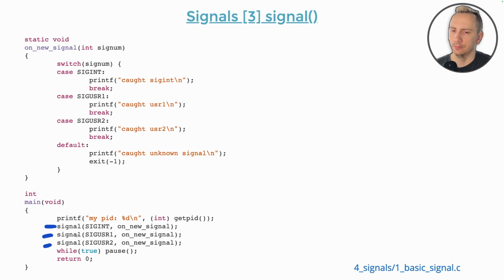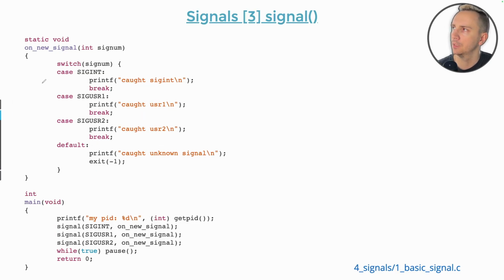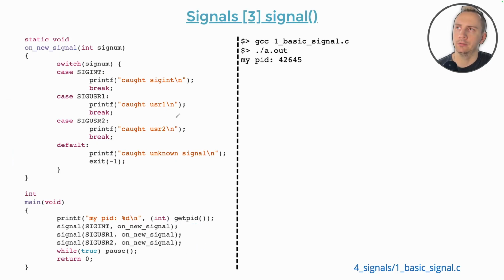Now at Ctrl+C, or at a custom signal sent through the kill function in the command line, I will be printing messages like "I just caught SIGINT" or "user1" or "user2", or "I caught something unknown", and then I exit in this handler function, which I set for all three signals at once. Right, let's compile and run this code.